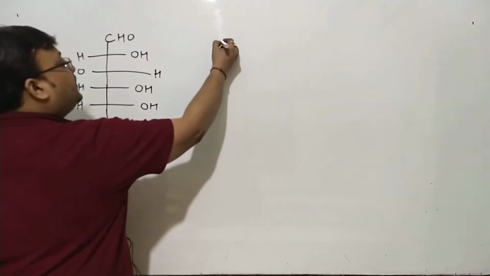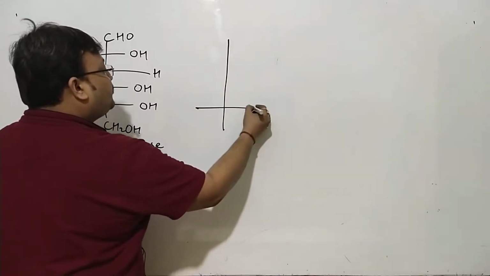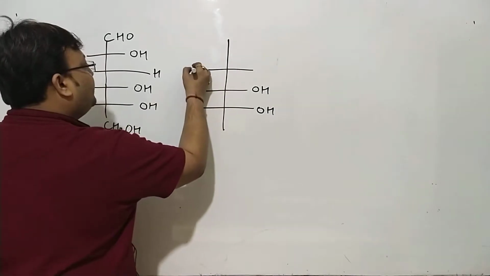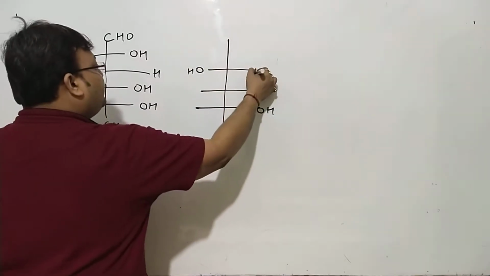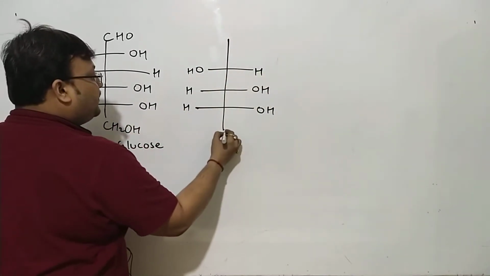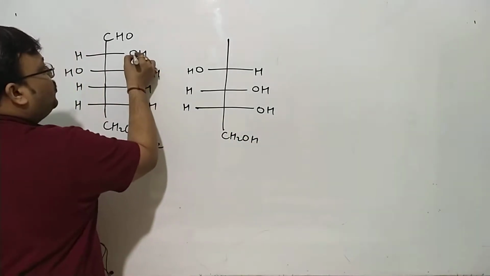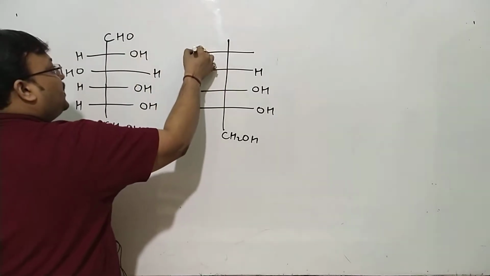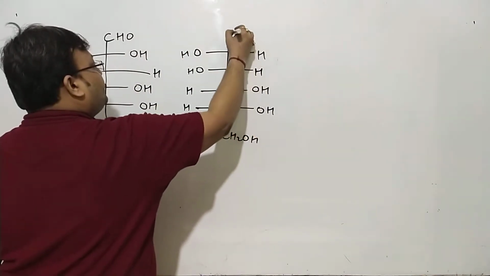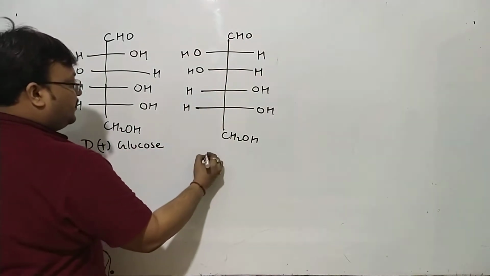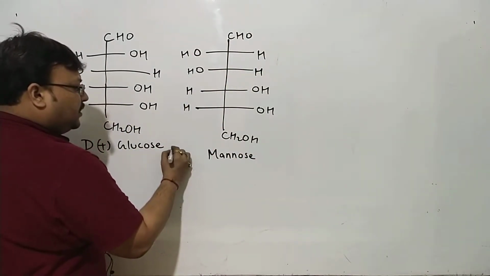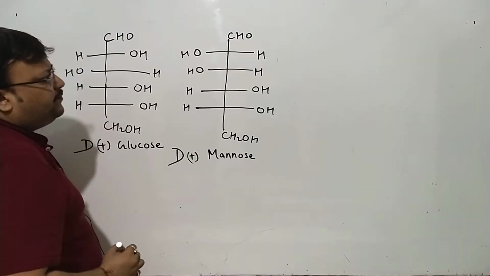Mannose is the C2 epimer. C2 epimer means the rest of the configurations will remain the same. At carbon 3, 4 and 5, see the configurations are remaining the same. Only at carbon 2, glucose will have its OH to the right, and at carbon 2 mannose will have its OH to the left. And this C2 epimer is called mannose. Capital D plus again.